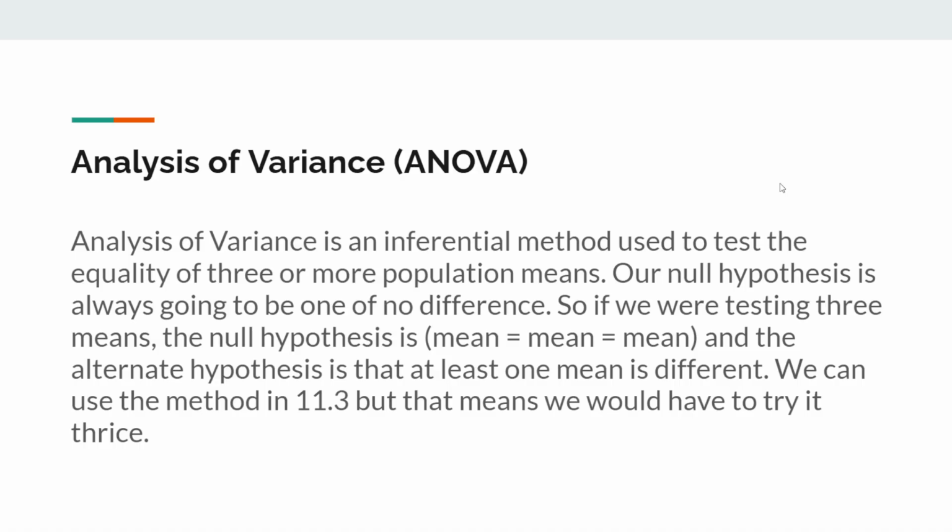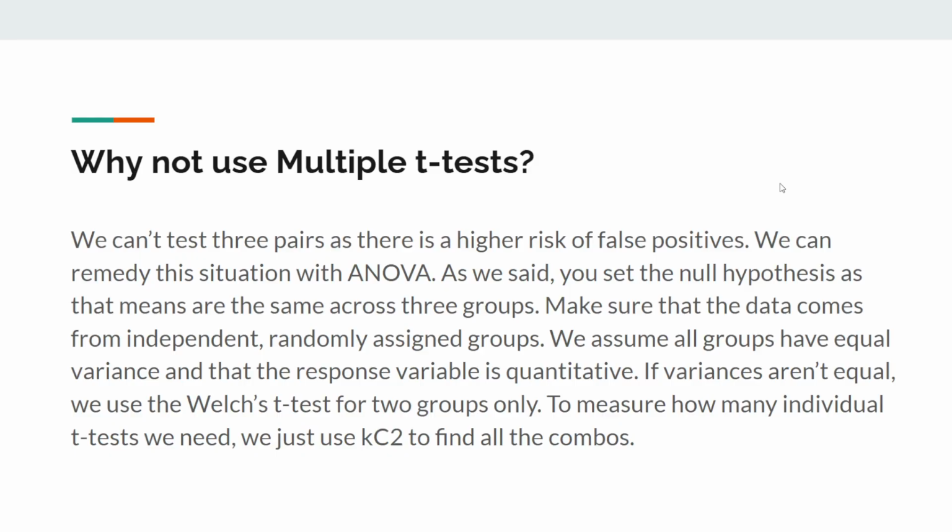And here's where analysis of variance comes in. It's going to be a little abstract for me too. So why not use multiple t-tests? We can't test 3 pairs. There's a higher risk of false positives. We can remedy the situation with ANOVA. I'm not sure what the logic here is, but I guess if you do things multiple times, there's a higher chance of error. Not really sure why, but I guess that's what occurs.